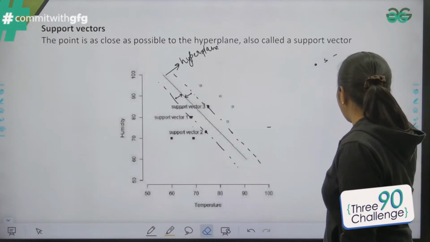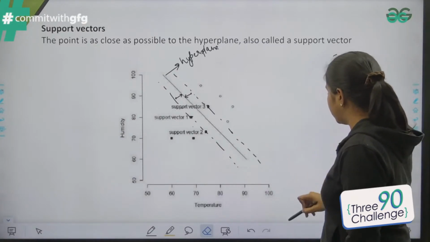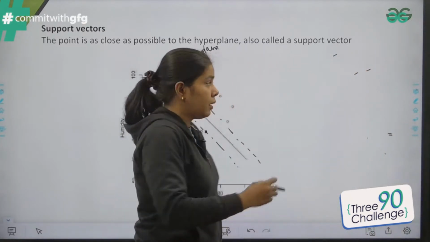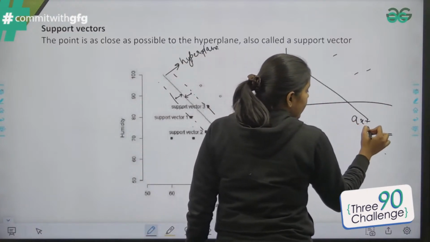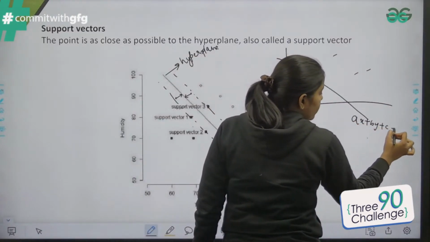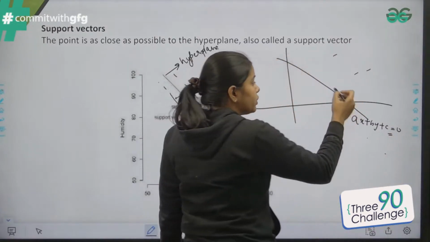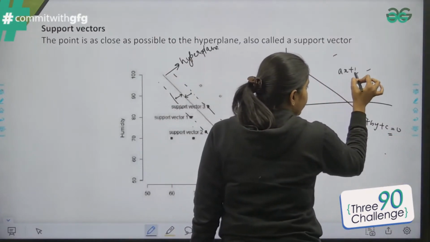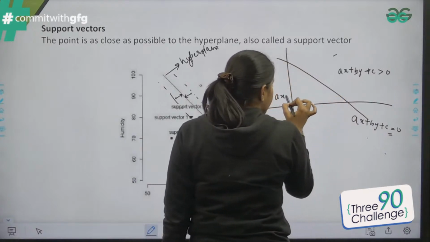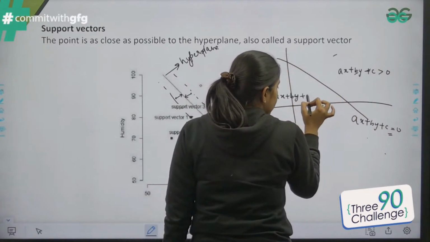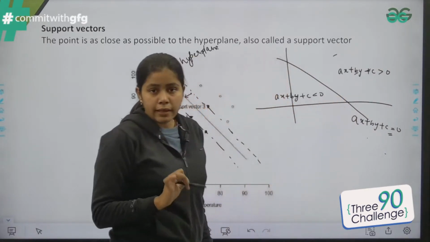This is clear. But here, let's suppose I take any line ax plus by plus c equals 0. It would give me ax plus by plus c greater than 0 on this side, and ax plus by plus c less than 0 on this side, right?